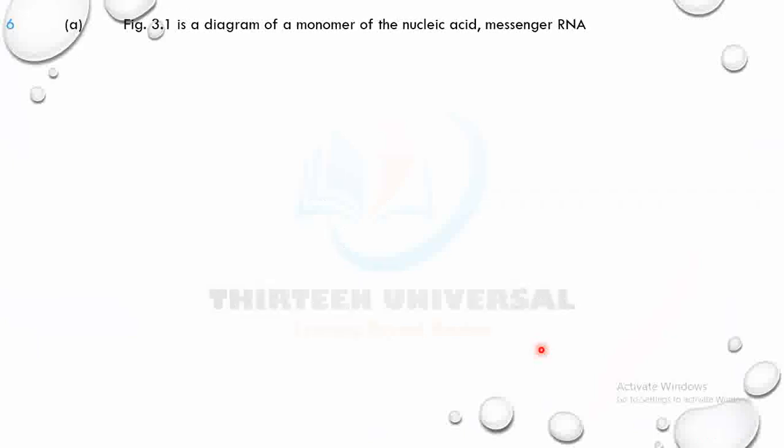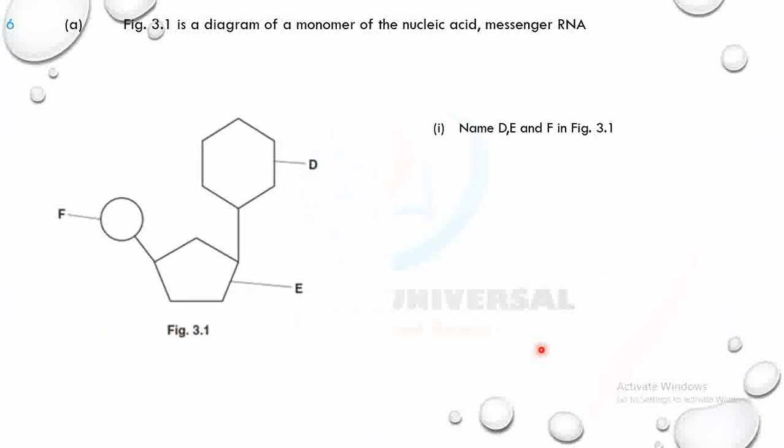Fig 3.1 is the diagram of a monomer of nucleic acid, messenger RNA. You can see that. Name D, E, and F. So name it for us quickly. D is a pyrimidine, E is ribose, and F is a phosphate group.